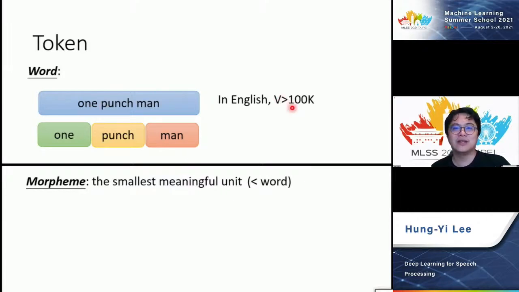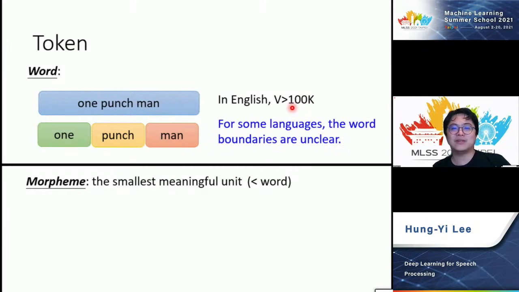It's probably larger than 100,000 or even larger. And as you know, new words are always invented, so the number of different tokens is always increasing in English. Another problem is that for some languages, the word boundaries are unclear. For example, in Chinese, there's no space to separate words, so the word boundary is unclear. It's not that easy to define what a word is in Chinese.